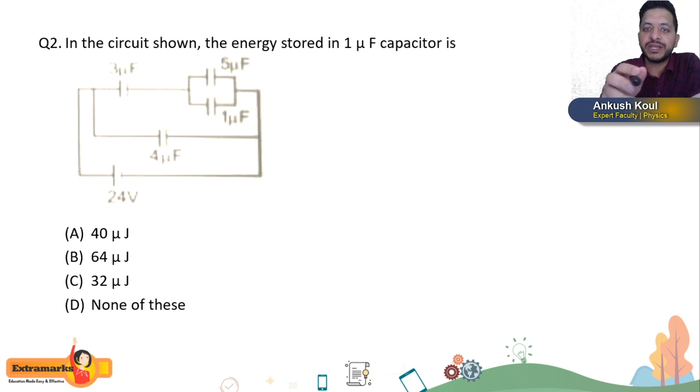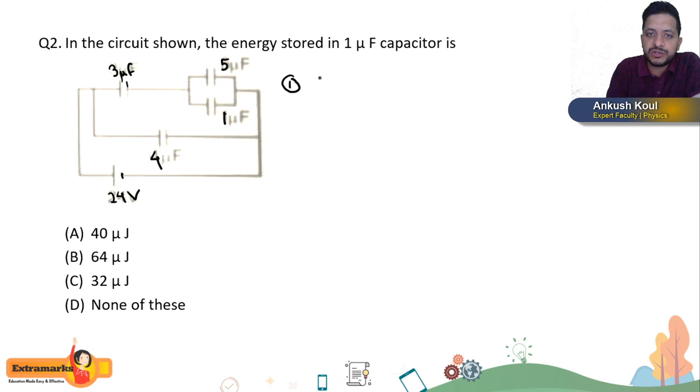In the circuit shown, the energy stored in the 1 microfarad capacitor is? So we have different capacitors here. This is a 3 microfarad capacitor. Then this is a 24 volt battery, right? And then we have this 4 microfarad capacitor. This is a 1 microfarad capacitor and this is a 5 microfarad capacitor. Correct? Before jumping on to the energy, I will rephrase this entire question.